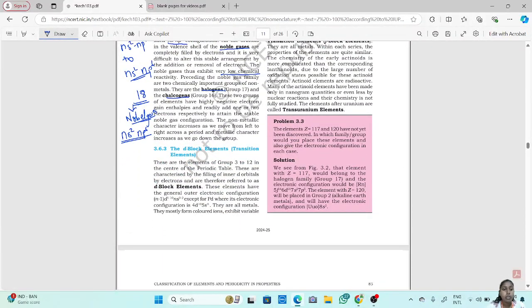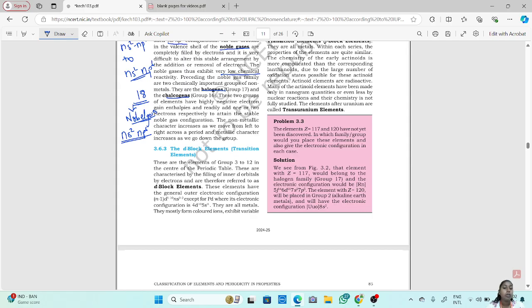Now these two groups of elements have highly negative electron gain enthalpies and readily add 1 or 2 electrons respectively to attain the stable noble gas configuration. Why these are important is because both the halogens as well as chalcogens require 1 or 2 electrons to attain a completely filled orbital and to make themselves stable. So they only require 1 or 2 electrons to make themselves stable.